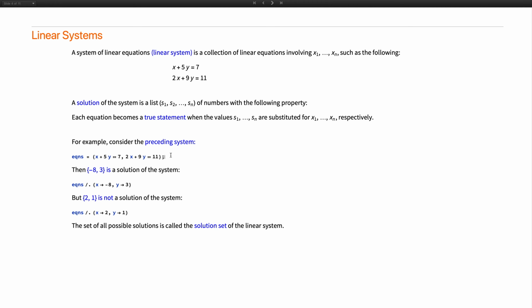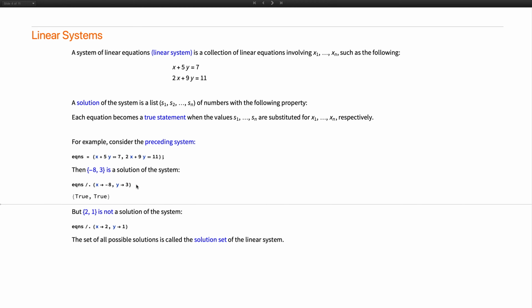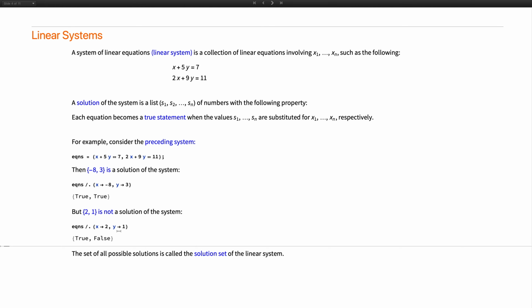So here's the same example from the top. If I plug in x equals negative 8 and y equals 3, then you see that you actually get back true and true. That says that this is a solution of the system. On the other hand, if you plug in 2 and 1 for x and y, then the first equation is satisfied, but the second equation gives false, which means that this is not a solution. Of course, a linear system may have no solutions, one solution, or many solutions. Together, we talk about the solution set of such a linear system.